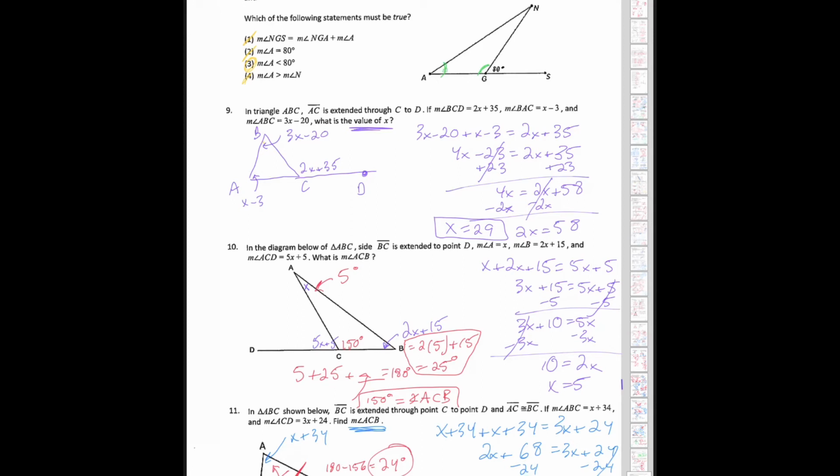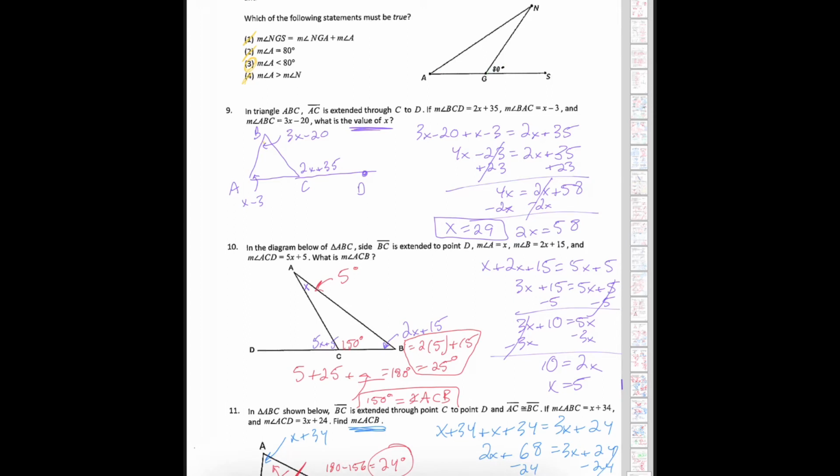The correct answer would be this angle plus this angle. That's not the exterior angle theorem. So wrong pair of angles were given, so not choice 1. Angle A equals 80 degrees. That's not true either. We never said anything about that angle being congruent to this one.